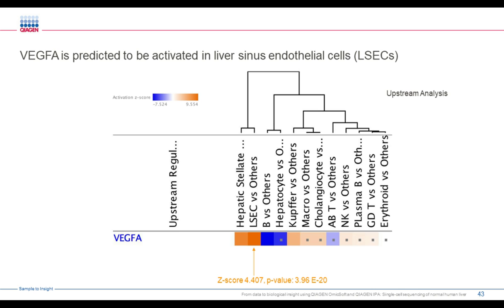And we are going to represent here the pattern of activity of that particular gene, VEGF-A, in each of these different clusters. So what you need to remember is the orange color indicates a pattern of activation, and blue, a pattern of inhibition. So VEGF-A is the most predicted to be activated in liver sinusoidal endothelial cells here, which has the highest z-score and highest p-value.